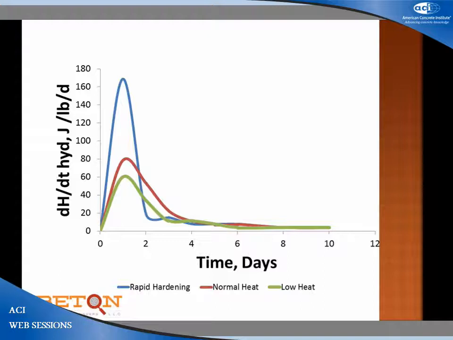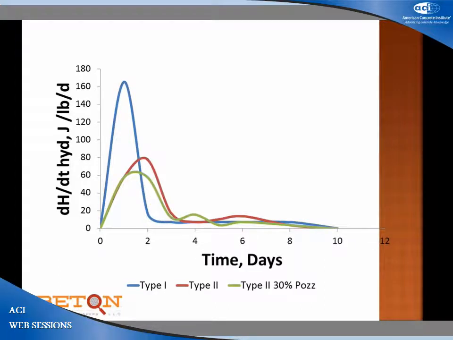1979, now look at the difference between type 1, type 2, and type 3 with 30% pozzolan. The pozzolan didn't what? Affect the rate of reaction, same slope, but it goes into diffusion control faster. That's good if you're trying to control heat. It's bad if you want a lot of strength. But again, type 1 has a much steeper slope than type 2 does.